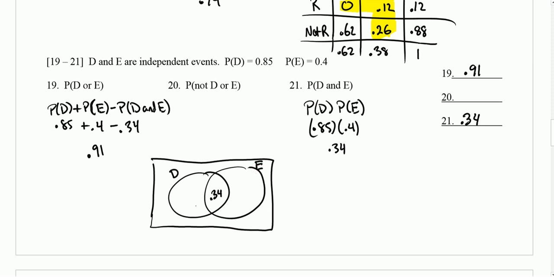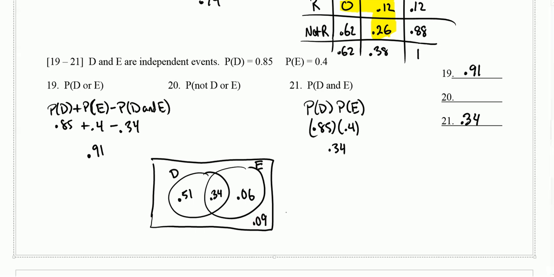So if the probability of D is 0.85, 0.85 minus 0.34 is 0.51. So if I add those two, I get my 0.85. And the probability of E is 0.4, so 0.4 minus 0.34 is 0.06. And then that should add up to our 0.91. If I check that, 0.51 plus 0.34 plus 0.06 comes out to our 0.91. And so we're left with 0.09 out here.